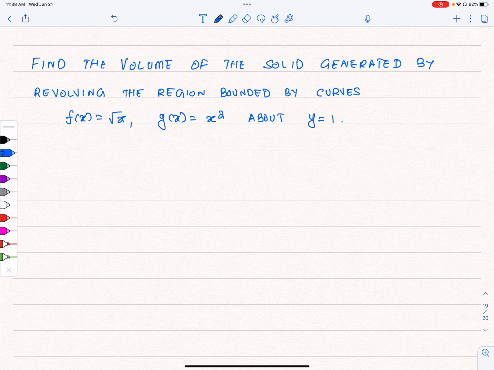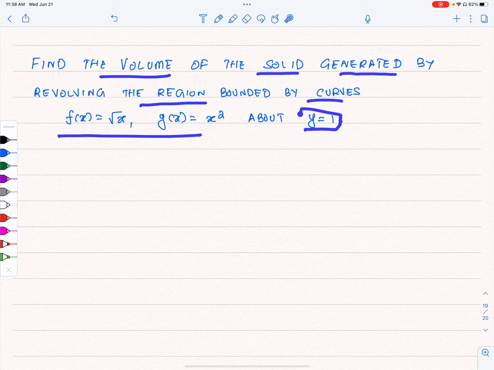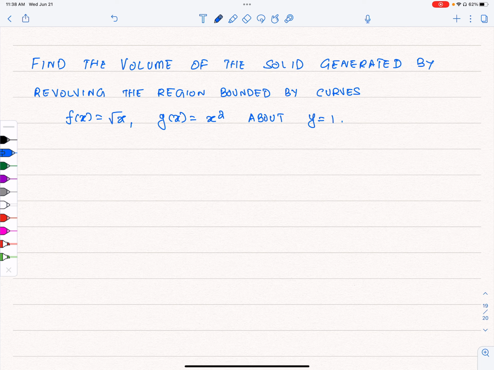Let's solve the problem, right? So the problem is finding the volume of the solid generated by revolving the region bounded by these two curves about y is equal to 1, right? So the first thing we want to do is to graph and see what happens there.